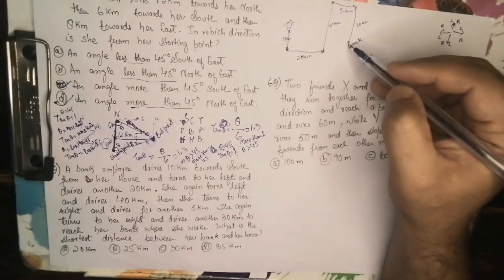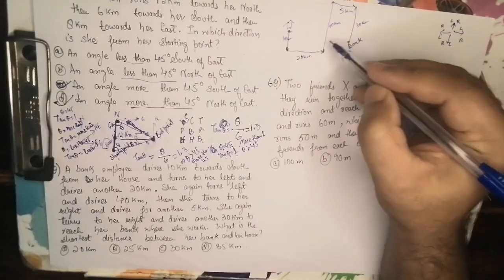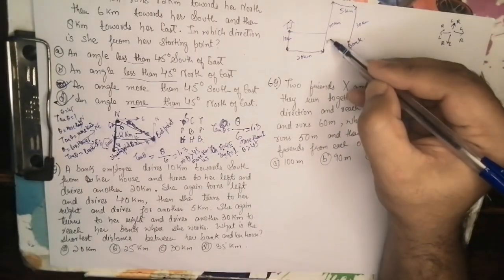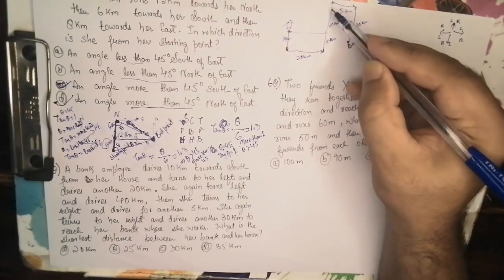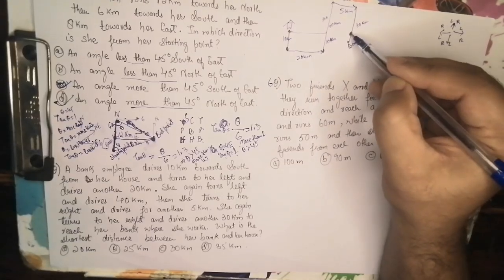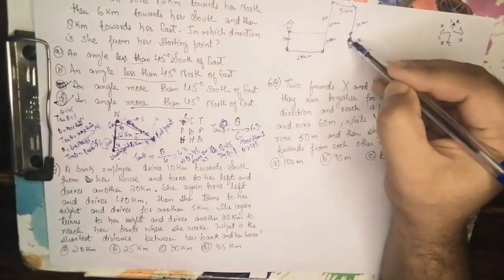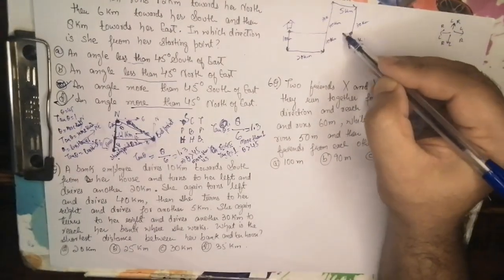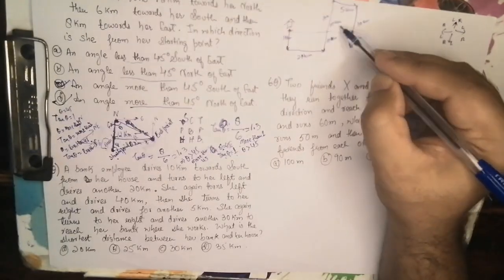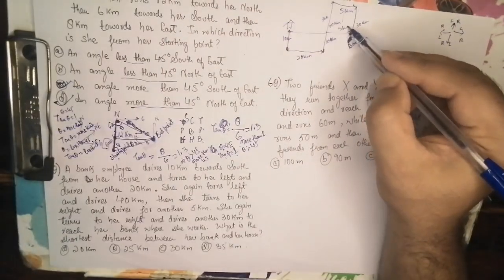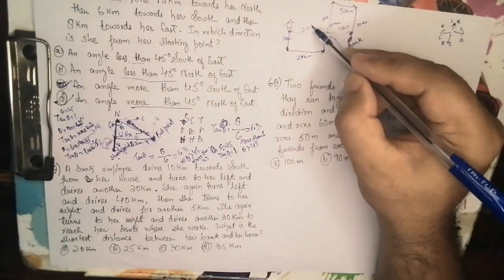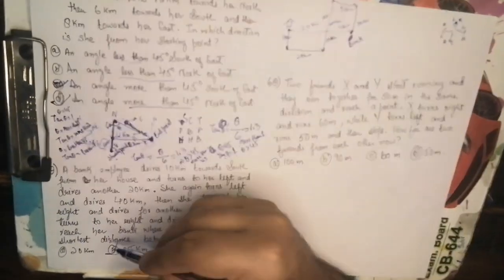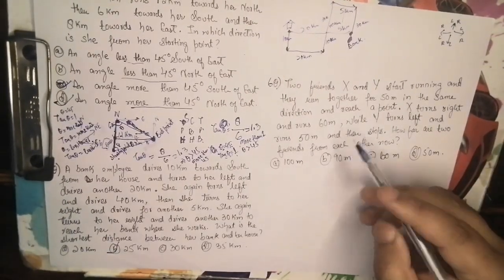What is the shortest distance between the bank and the house? So from here to here is 10 kilometers, from here to here is 30 kilometers. So this is the point of bank. The shortest distance towards the house is this. So we know this is 5 kilometers and this is 20. So we have 25 kilometers. B part, that's the answer. Now, sixth question.